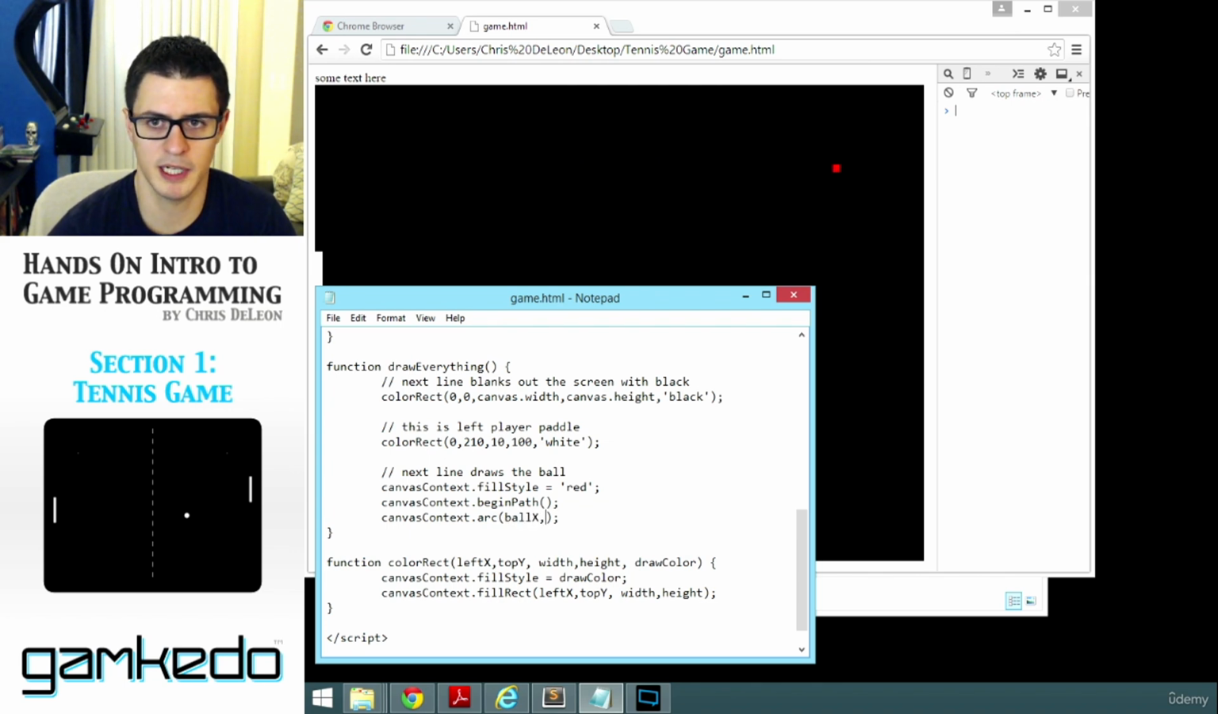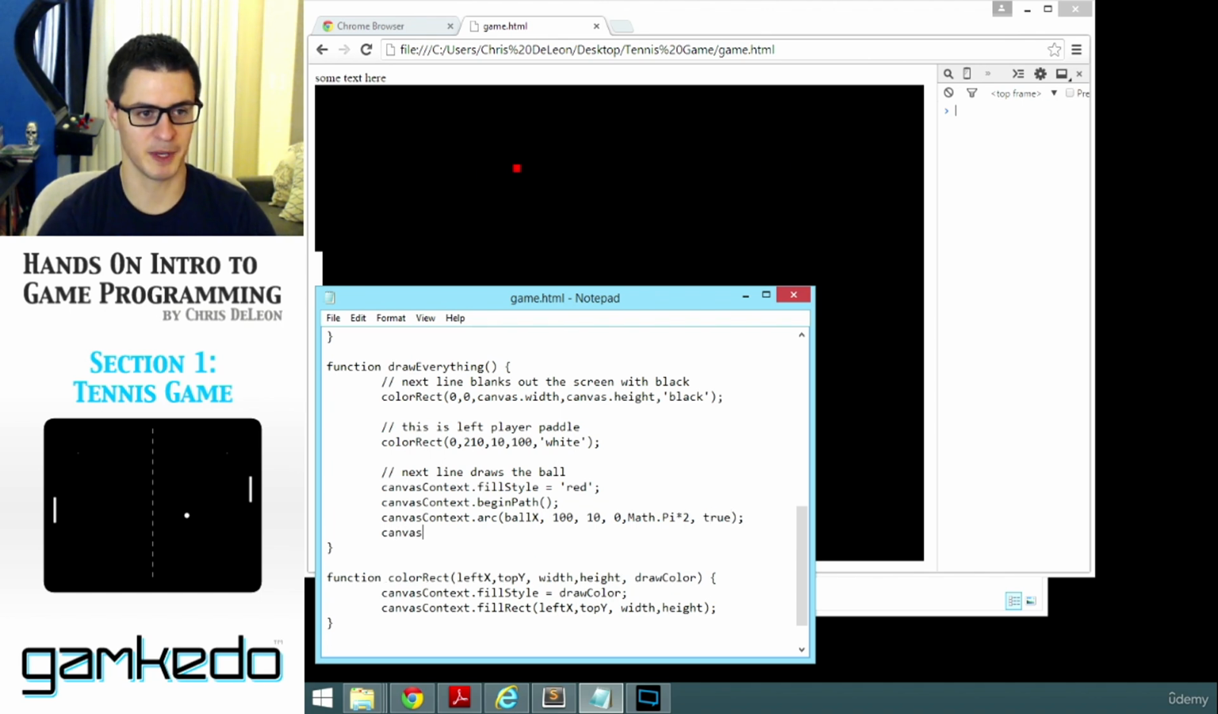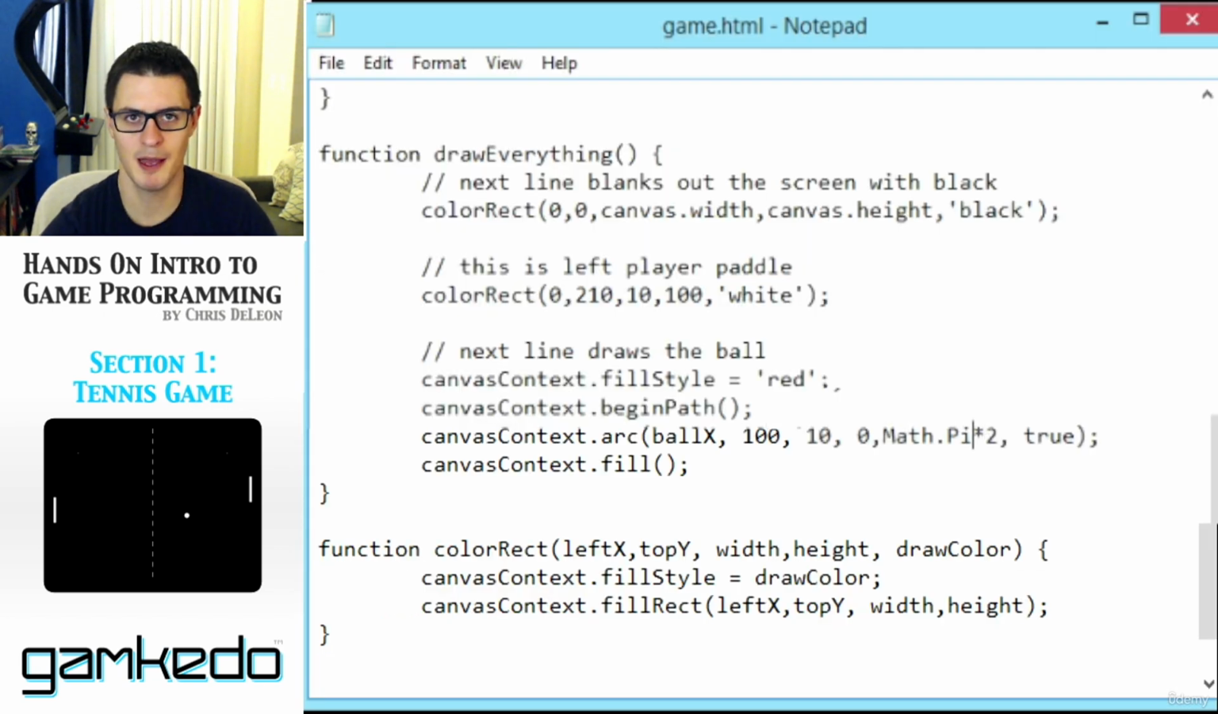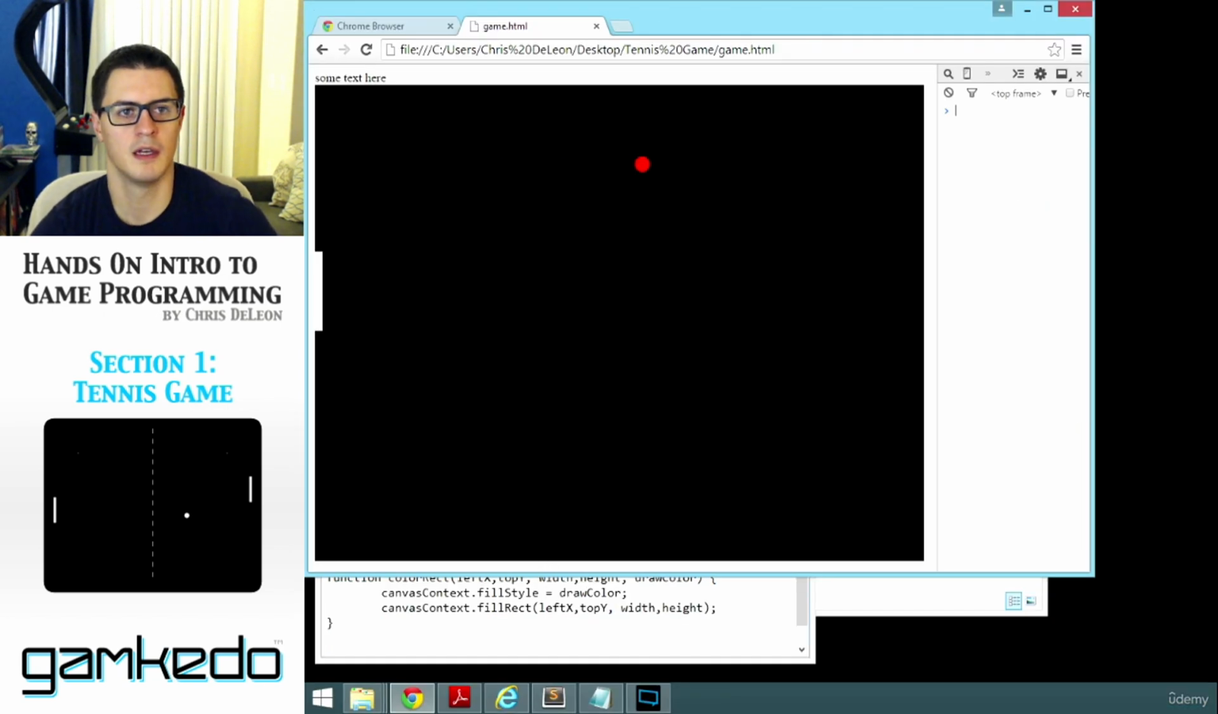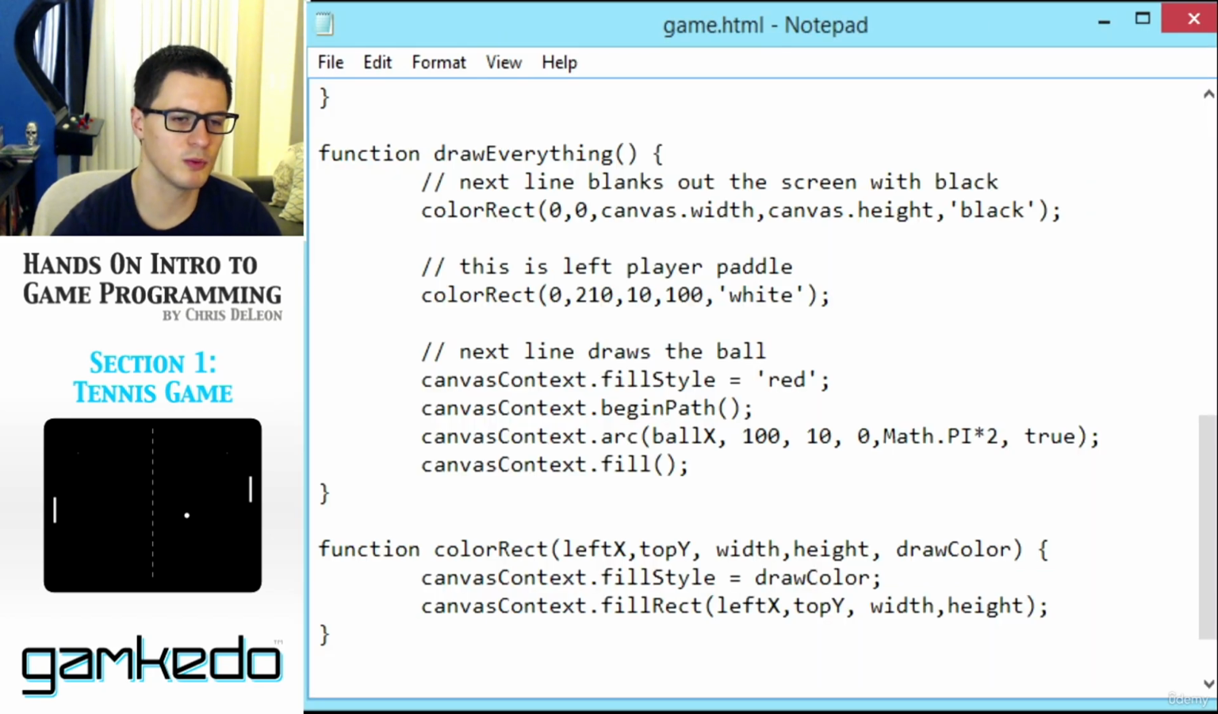We're going to draw it at ball x, and let's say 100, 10, 0, math pi times 2, true, and there's still a line left to make a circle happen. I'll explain in a second what's going on here because, right, that's pretty awful looking. Oh, math pi. Pi's got to be capital. Okay. So now we have this ball that's bouncing. Let's walk through what this is doing down here.